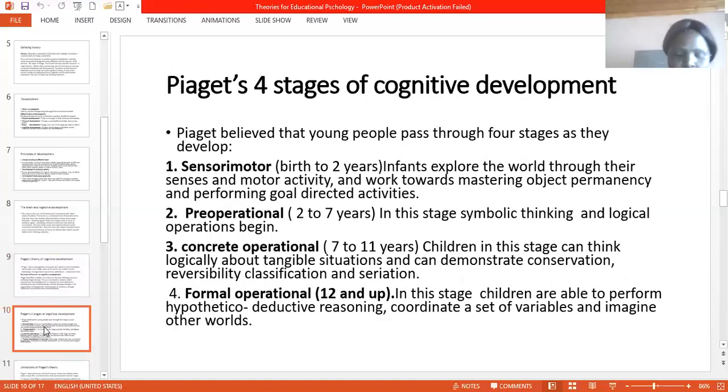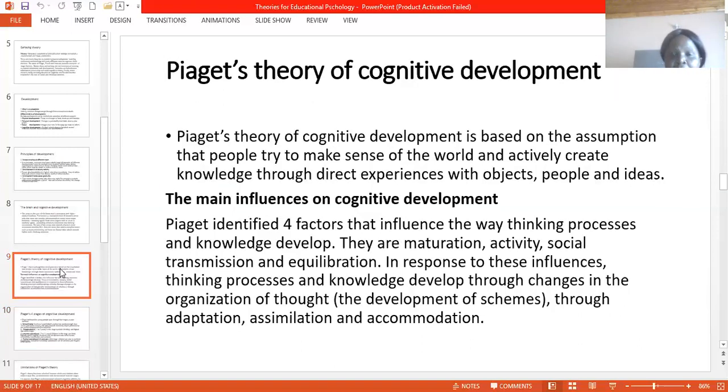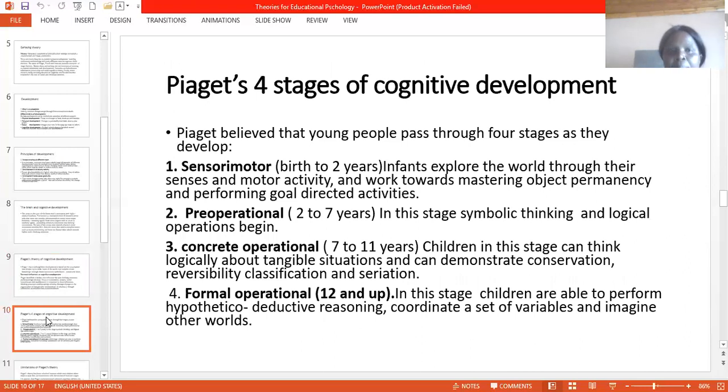So maybe before we move on to the 4 stages of development, I would like you to help define adaptation. I want you to find the meanings of adaptation, assimilation, and accommodation. So when we meet, you will define those terms. So you please do that for me.